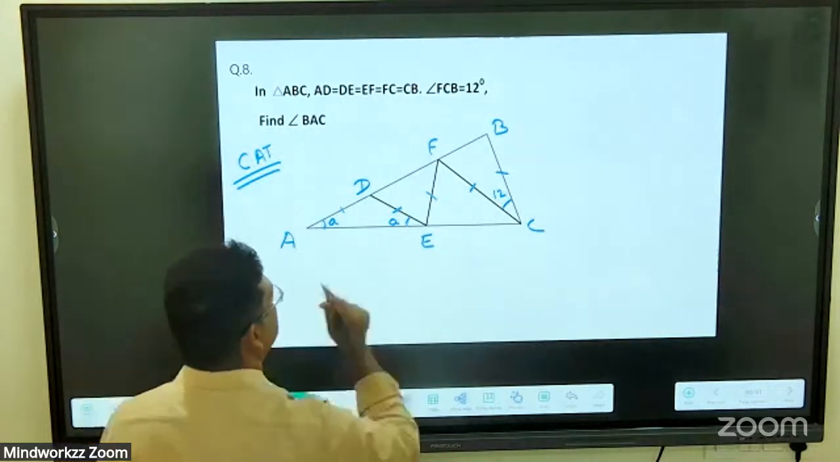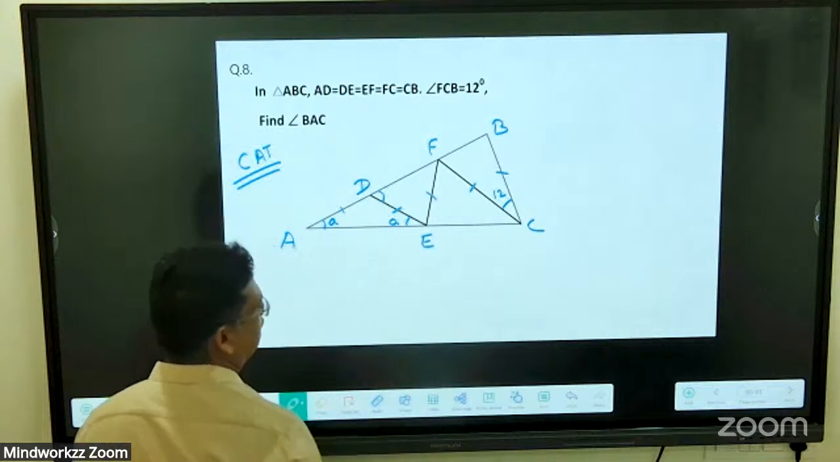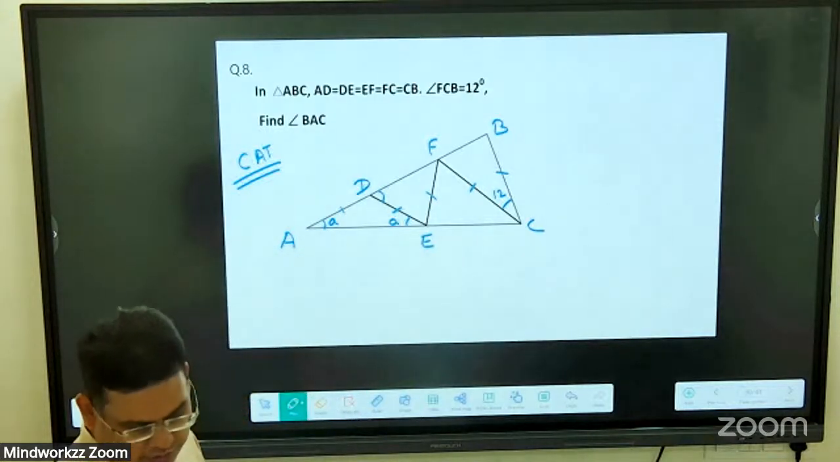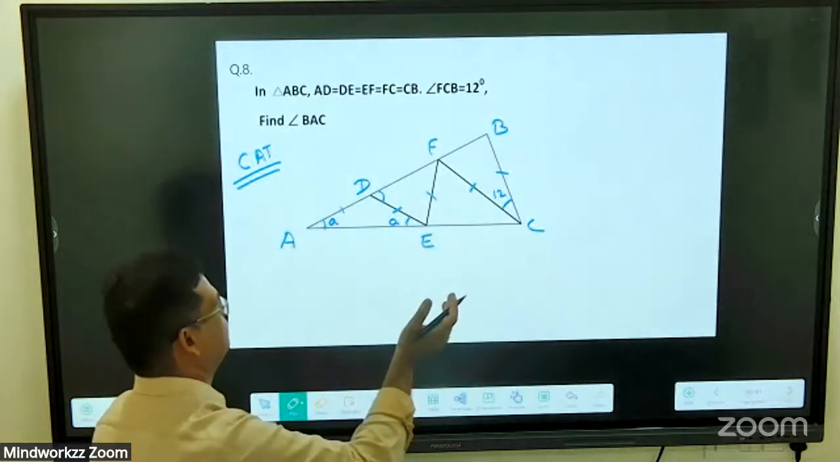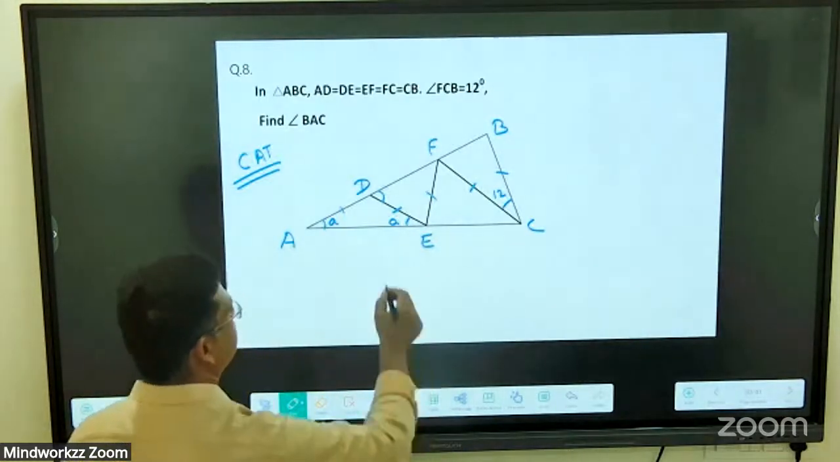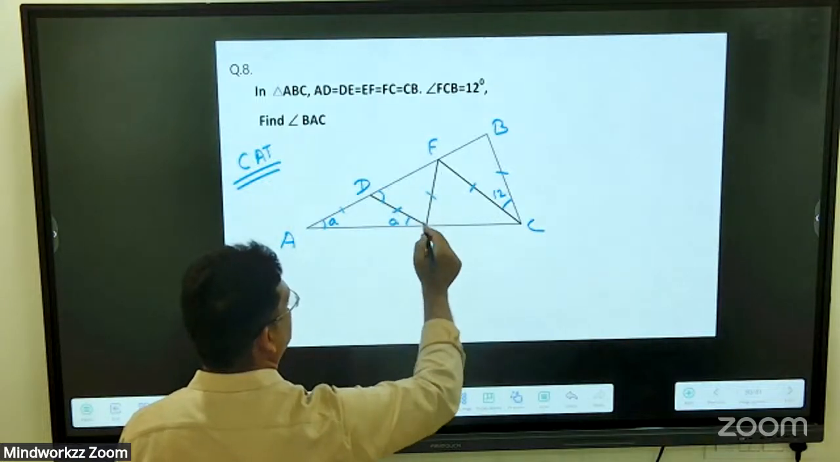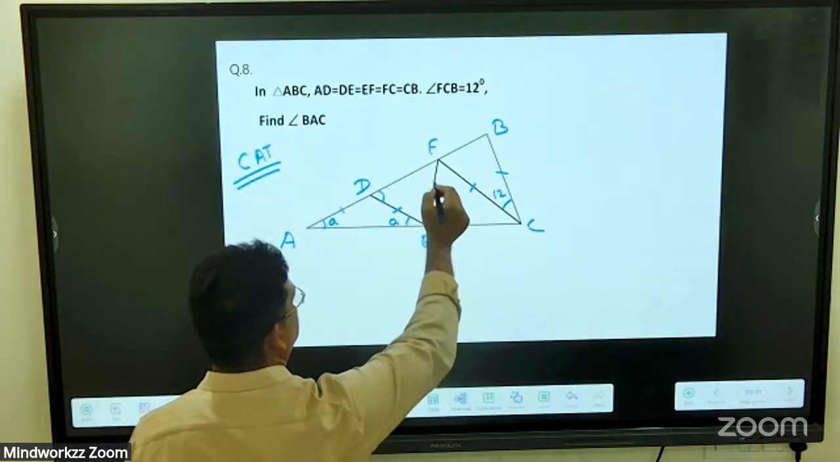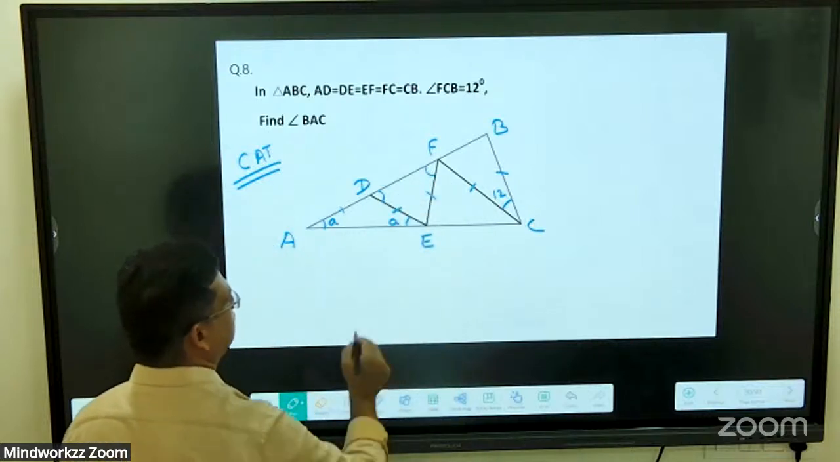And this will be A. Will it be A? No, it won't be A. Why? Because that's a separate triangle, right? So in triangle DFE, DF and EF are equal. So this and this and this angle will be equal, but they will not be A. What will that be? It will be 2A.